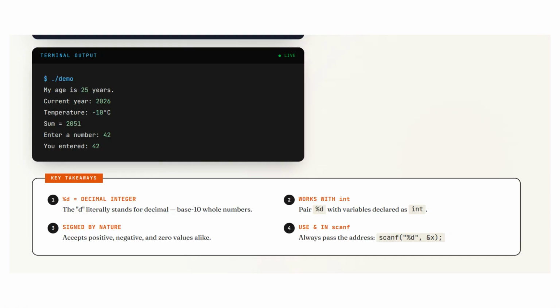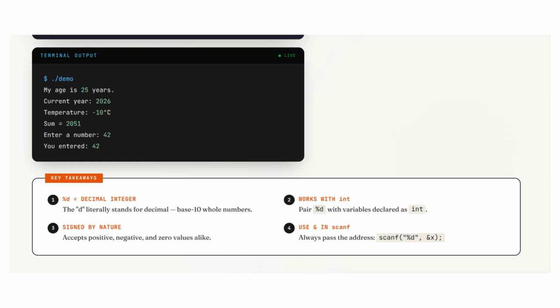Next, sum equals 2051. Remember, in the code we wrote age plus year, which is 25 plus 2026. The program added them up and displayed the result right there. So %d worked perfectly with a calculation too. Then the program asked, enter a number. The user typed 42, and the program confirmed by saying, you entered 42. This is scanf in action. It captured the input and printed it back using %d.